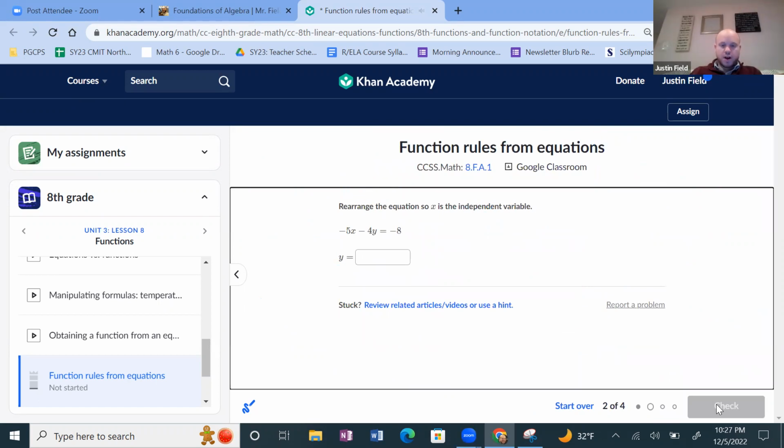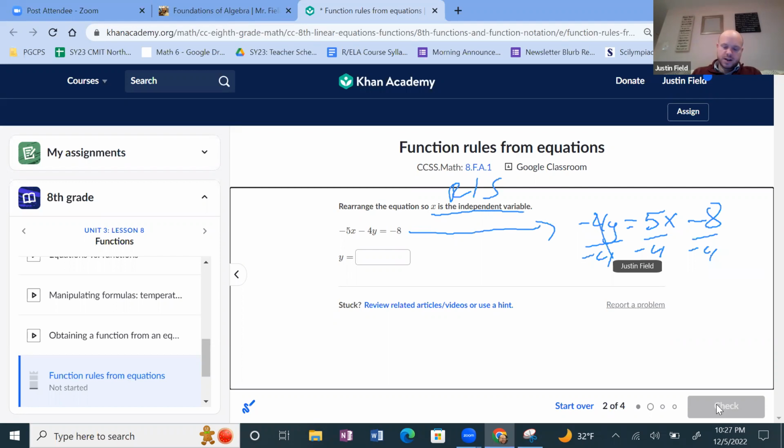All right, let's do another one. You probably lost all hope in me here, but we're going to do another one. Okay, so x is the independent variable. That means that it's going to go on the right side. All right, y on the left side. So let's do this. Y is already on the left side. X is going over to the left side and it will become positive. Negative 8 is already on the right side. Now we're dividing by negative 4 to get y by itself. And y equals negative 5/4 x plus 2.